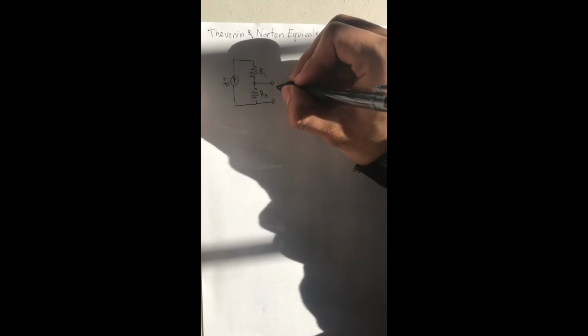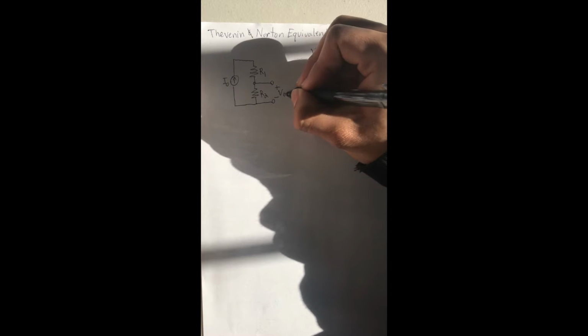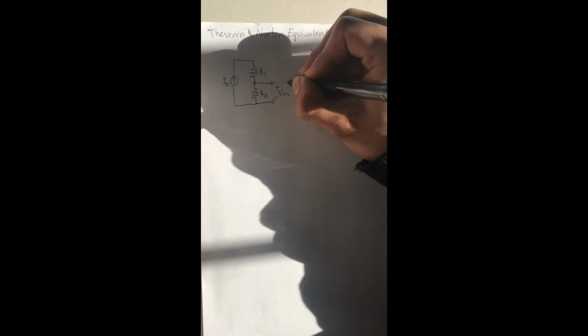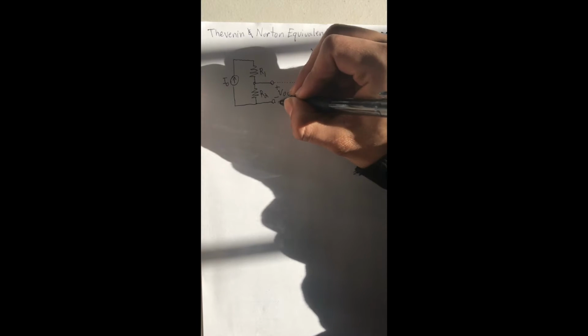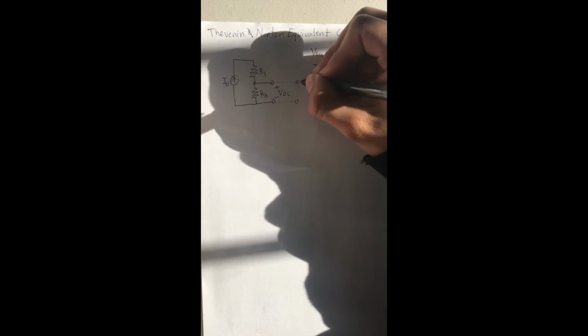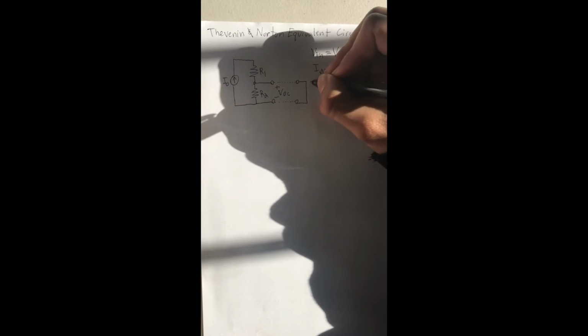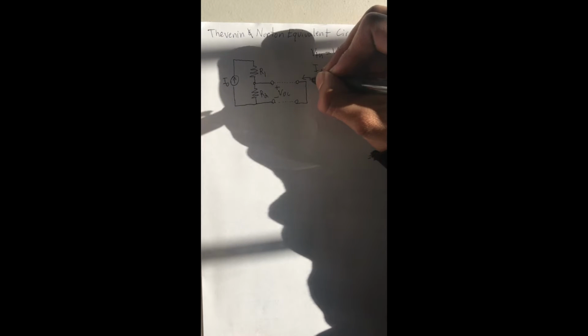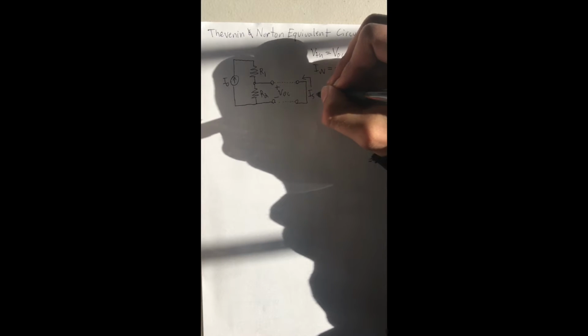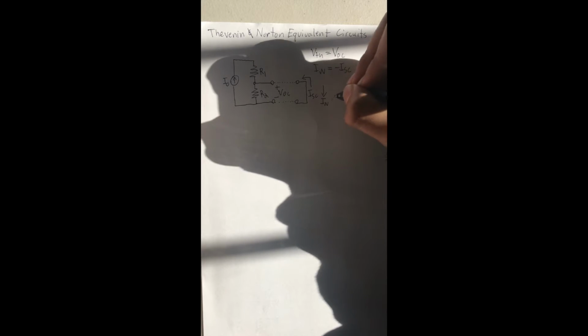First, we're going to write down the definitions. We know that V Thevenin is equal to the open circuit voltage, and that I Norton is the negative of the short circuit current going in. This is the open circuit voltage, and if we imagine that these dots are connected, this is the short circuit current going in, and therefore I Norton is the short circuit current going out.